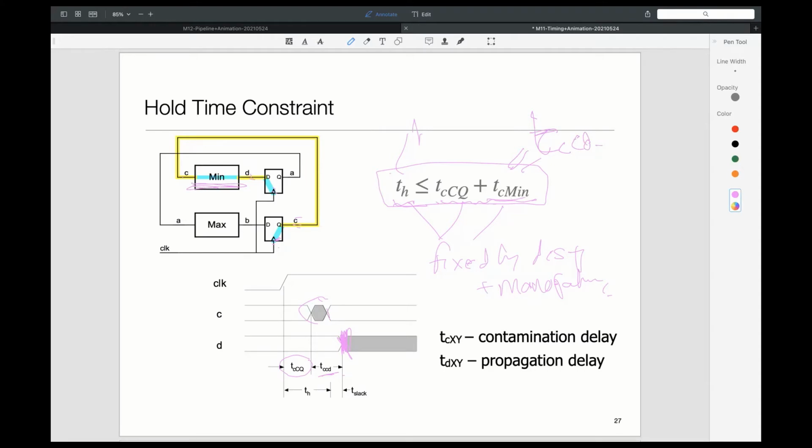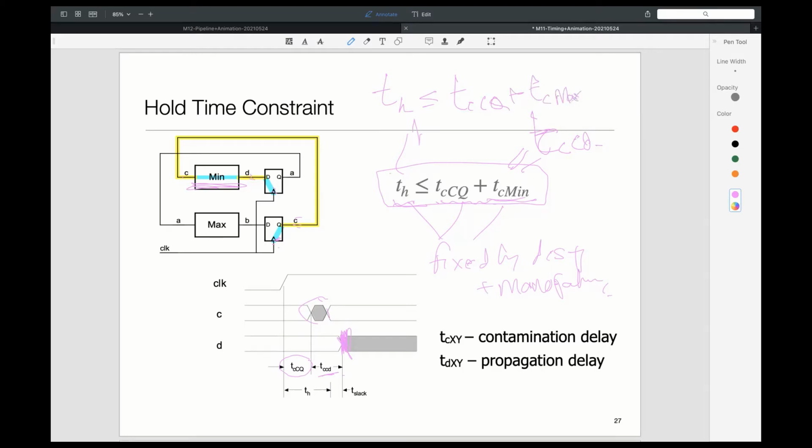So what this is saying is that the contamination delay of the bottom flip-flop plus the minimum contamination delay of the logic should be greater than the hold time for the upper flip-flop. By the way, the same requirement also holds true for the other path. It should also be the case that TH is less than or equal to TCCQ for the upper flip-flop plus TC max.